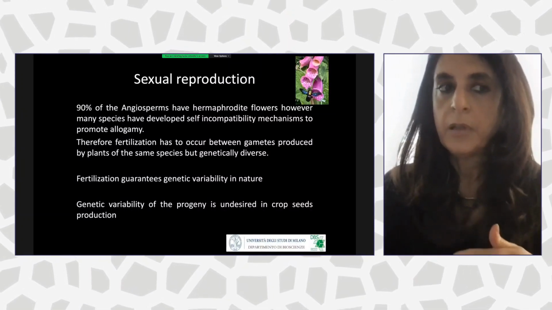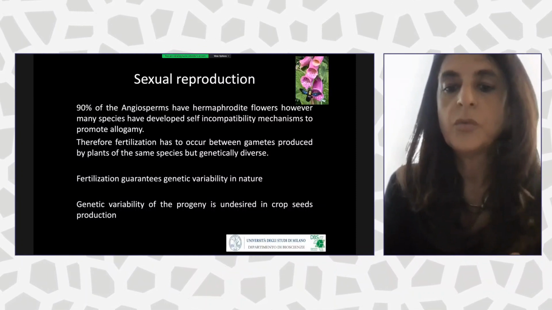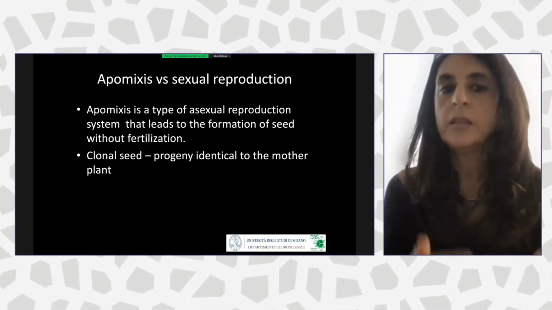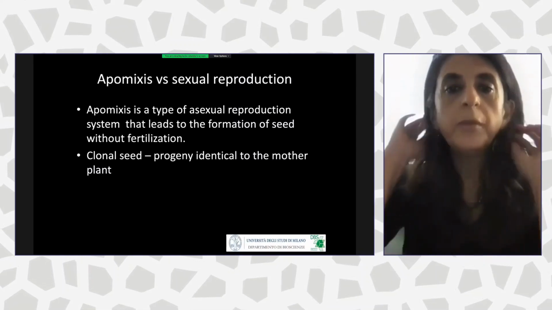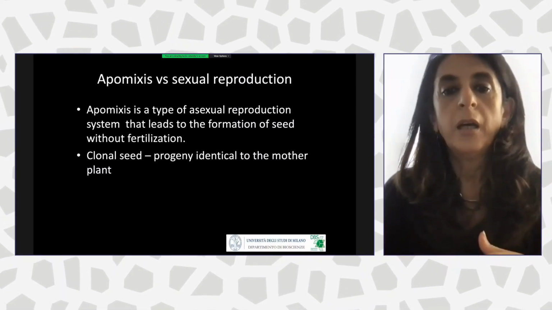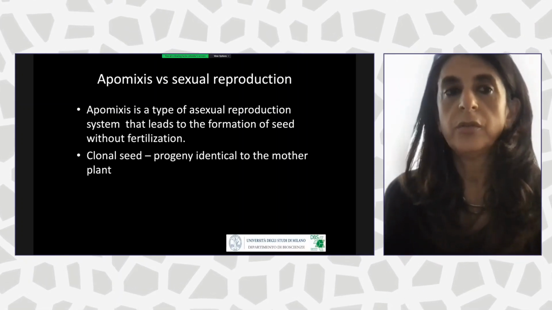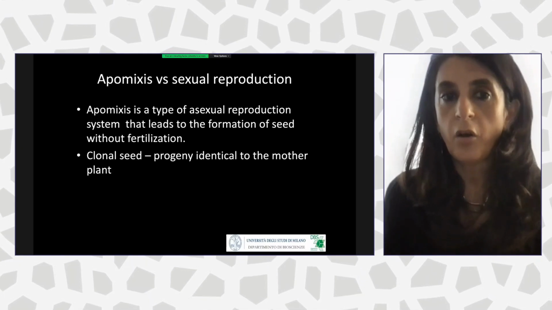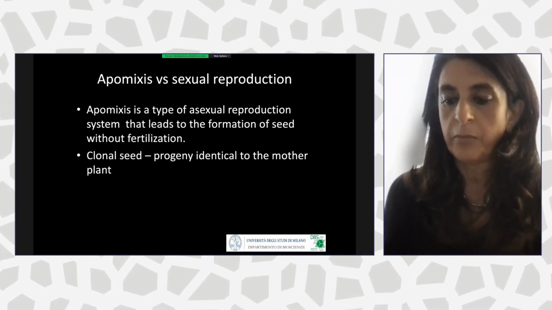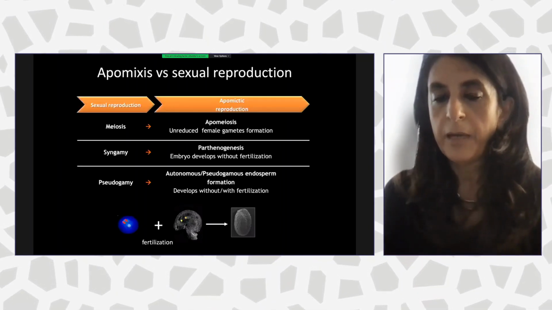One reproductive strategy that is very interesting to have less or no variability in the progeny is indeed apomixis. Apomixis is a plant reproductive strategy that allows the formation of seed without fertilization. The seeds that are produced are clonal, identical to each other and also identical to the mother plant. And this could happen through different mechanisms.